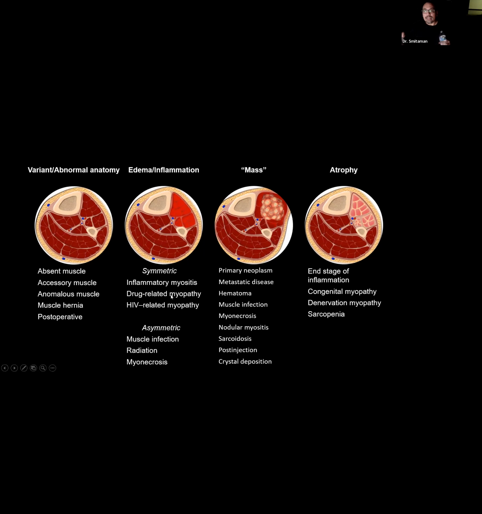The second, edema and inflammation. And again, we can divide that into symmetric or asymmetric diseases. The masses category, and again, that could be neoplastic or even our pseudo-tumors. And then the end stage, or maybe subacute or chronic. And here, as I mentioned, sarcopenia or foregone myopathies lead to atrophy.